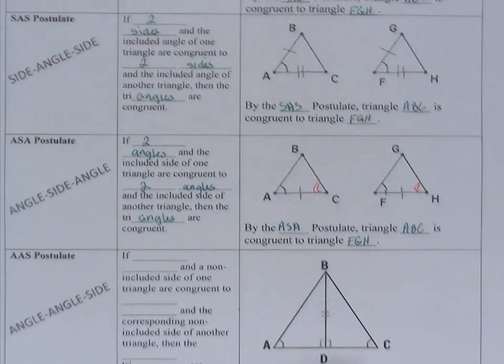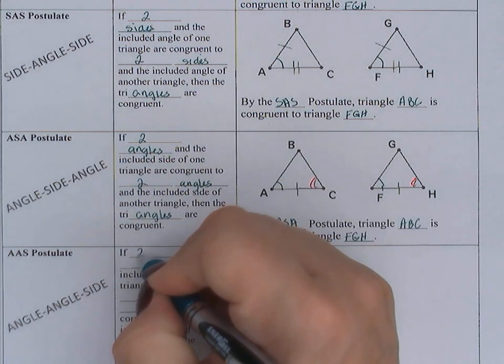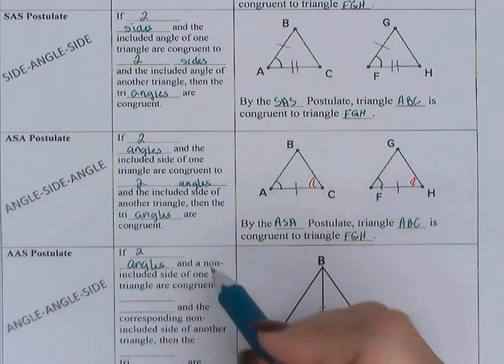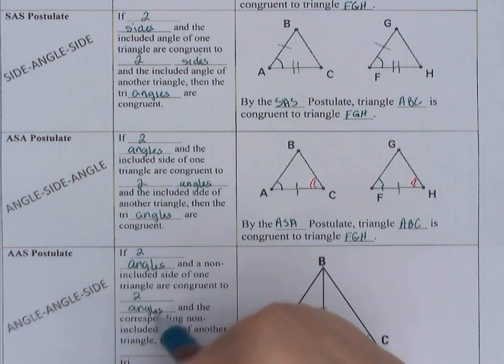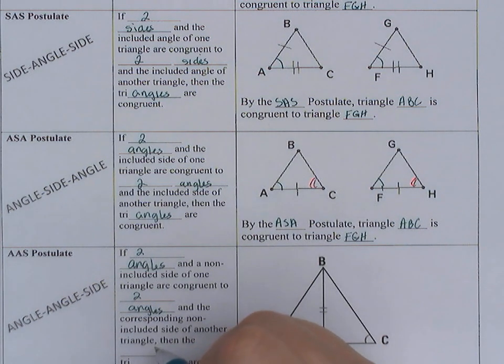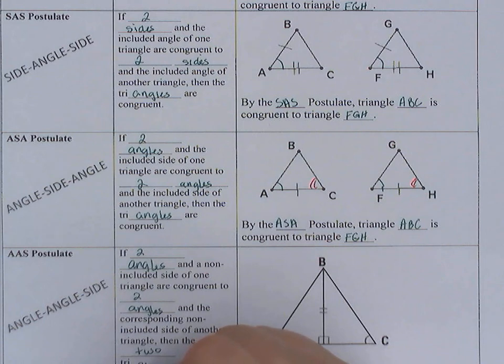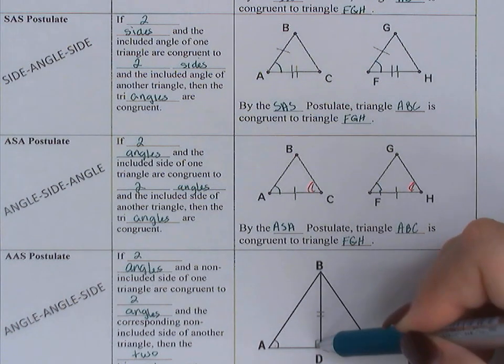And our last postulate, that means we only have to show 3 congruent pieces instead of all 6 for a triangle, is the AAS postulate, which is the angle, angle, side. So if 2 angles and a non-included side of one triangle are congruent to 2 angles and the corresponding non-included side of another triangle, then the two triangles are congruent.